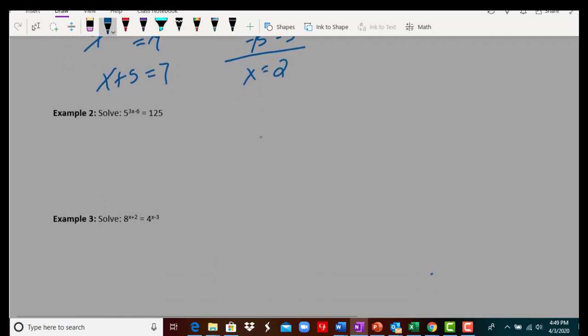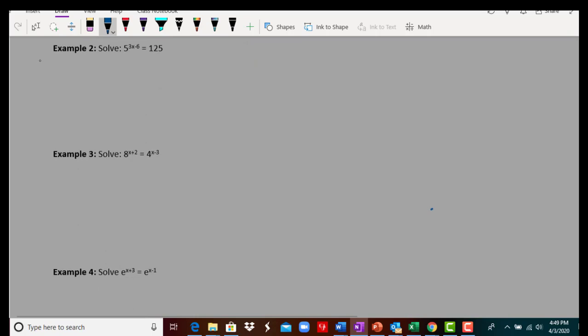Not everything will come out as simply as we would want. We have 5 to the 3x minus 6 equals 125. That clearly shows we do not have the same base. In order to change a base, we have to think about our numbers. Could 125 have a base of 5 and an exponent? Well, it could. 125 is technically 5 to the third power. So let's rewrite the problem: 5 to the 3x minus 6 equals 5 to the third power.